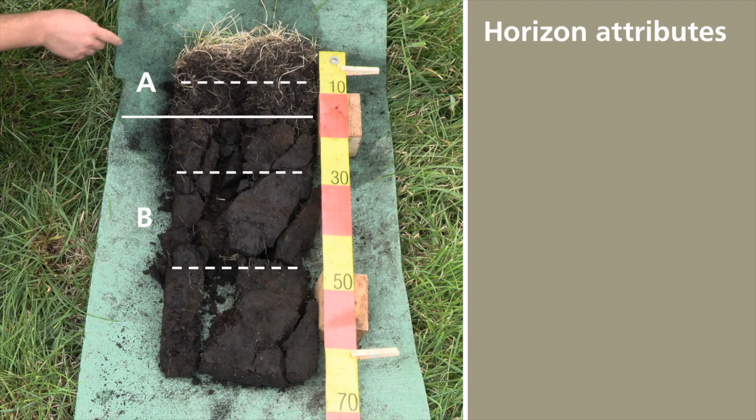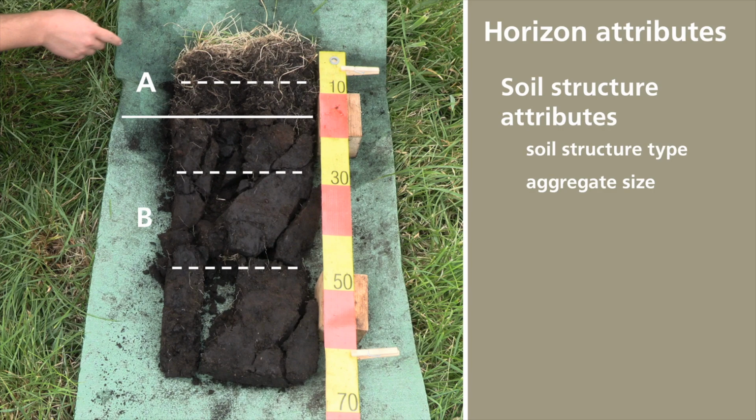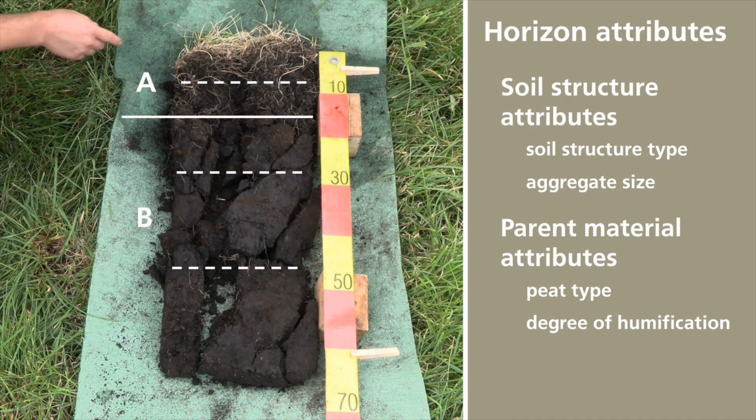The most important are the soil structure attributes, soil structure type and aggregate size, as well as the parent material attributes, peat type and degree of humification. Additionally, the redox state of each soil layer plays a role. These characteristics can be explored using three of our senses: sight, touch, and smell.